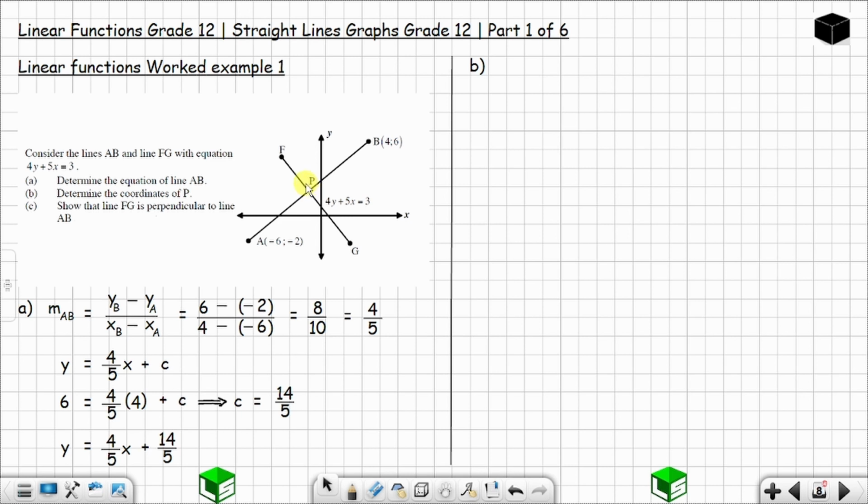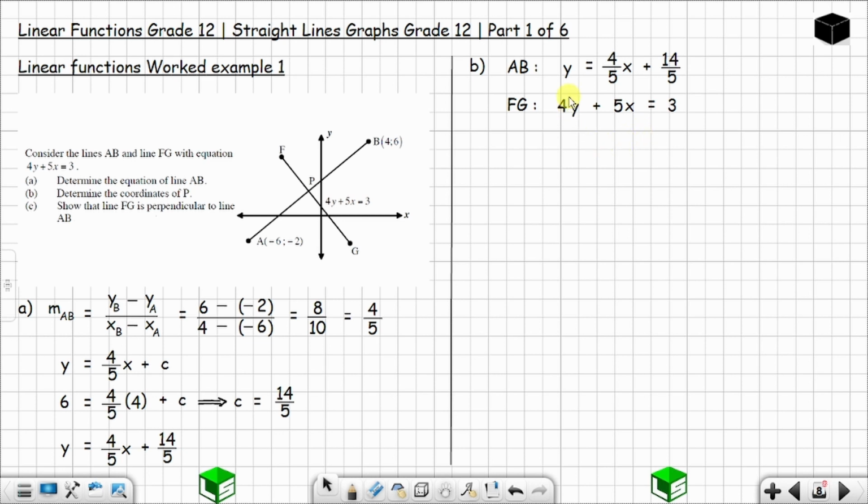Now what is the equation of the line AB? You calculated it. Y is equal to this. This is the equation of the line AB. And you also need the equation of the line FG. It is given: 4y plus 5x is equal to 3. But you need to write this in the form y is equal to mx plus c first.